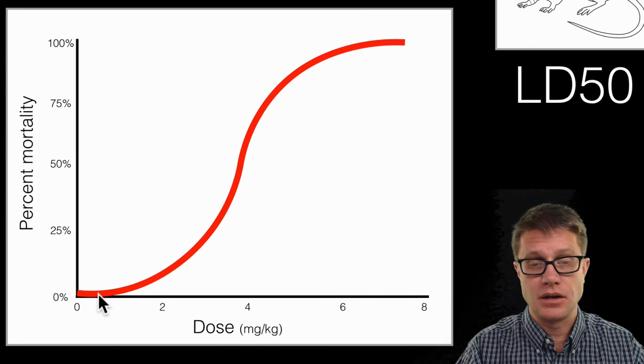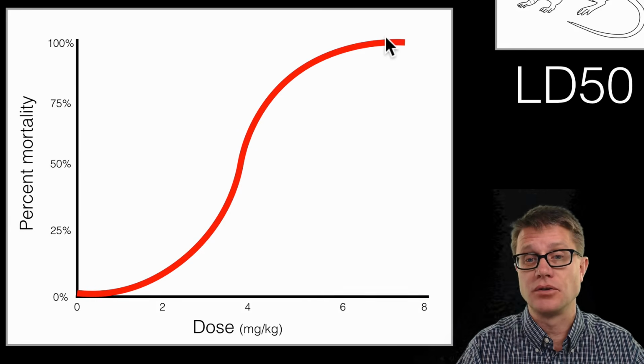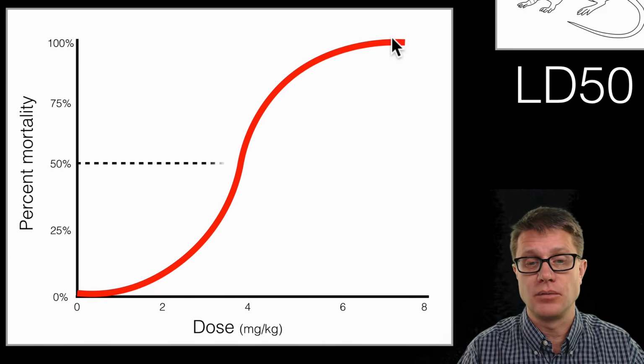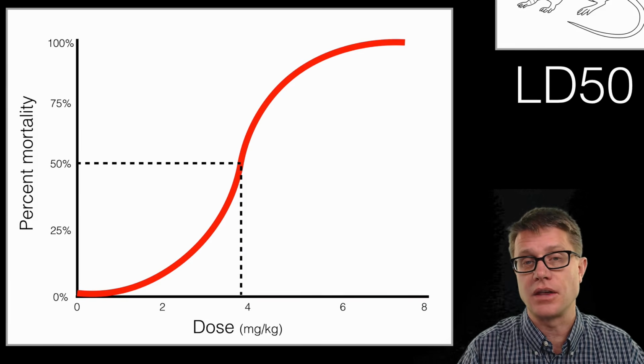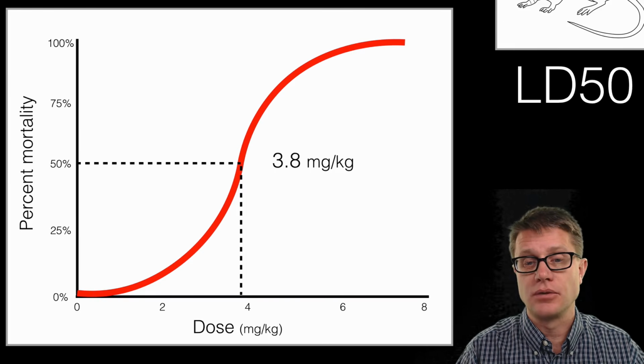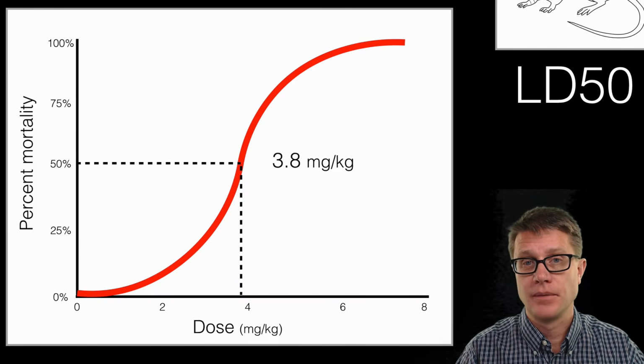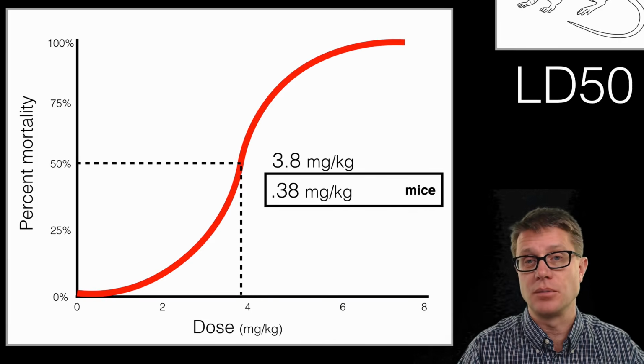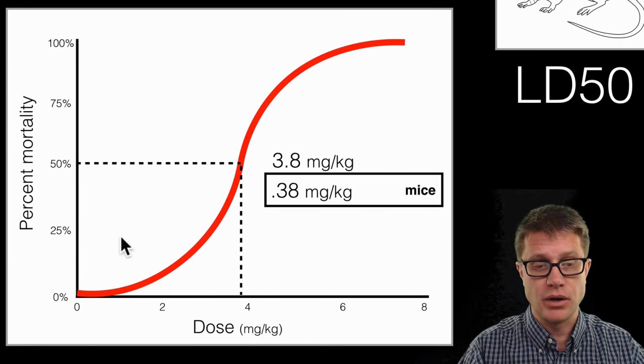So those that got a low dose, the percent that died is almost nil. But those who got a high dose, 100% mortality. So to calculate the LD50, what you do is you look for the point at which that graph crosses 50% mortality. And so we could say it's at 3.8 milligrams per kilogram. You then divide that by 10, and that's going to be your LD50 for mice. And so it would be 0.38 milligrams per kilogram. That's going to be the safe dose. If we see where that is on the graph, it's going to be way down here.